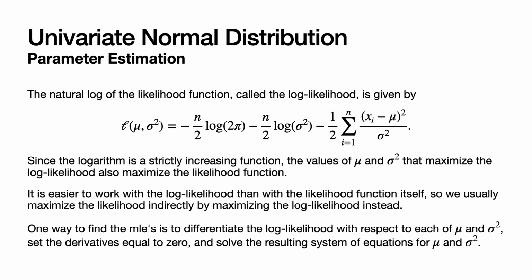Now, one way to find the MLEs, the maximum likelihood estimators of mu and sigma squared, is to differentiate the log likelihood function with respect to mu and sigma squared individually, set those two derivatives equal to 0, and then solve the resulting system of equations for mu and sigma squared.